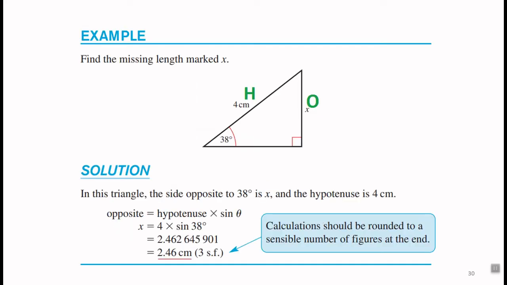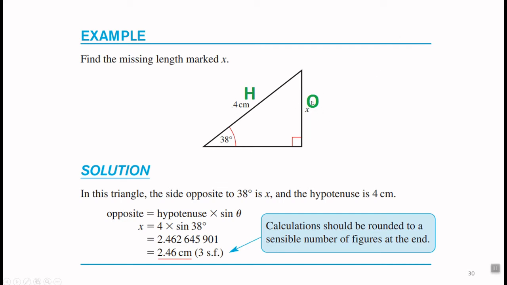Next example. Find the missing length, marked x. X you need to find. With respect to angle 38, this is the opposite side. The side always opposite to 90 degrees, we mark as the hypotenuse. We need to join opposite and hypotenuse. What is the ratio you are going to use? Yes, correct. You need to use sine. Sine is opposite over hypotenuse. Then you need to find x.